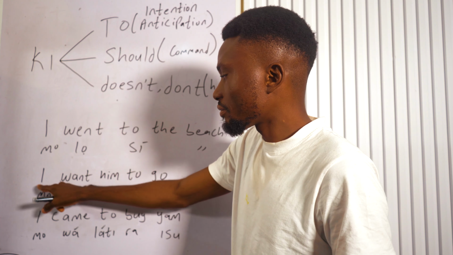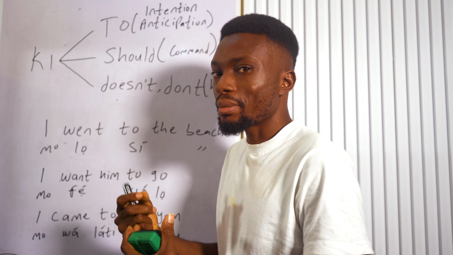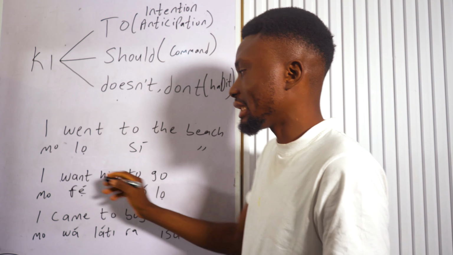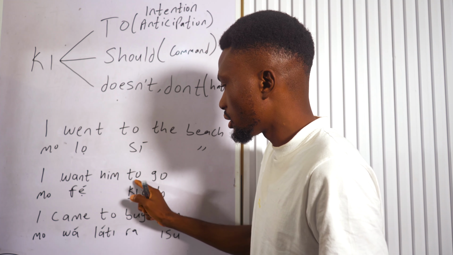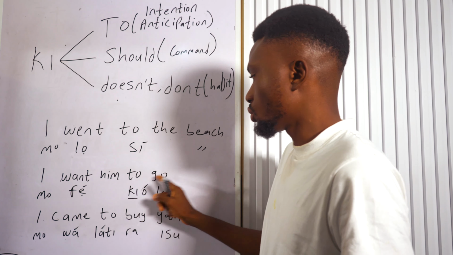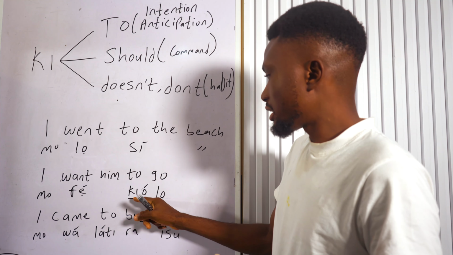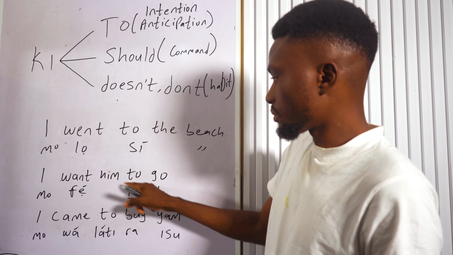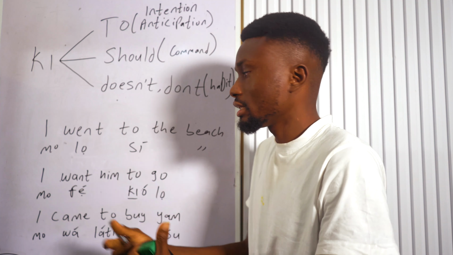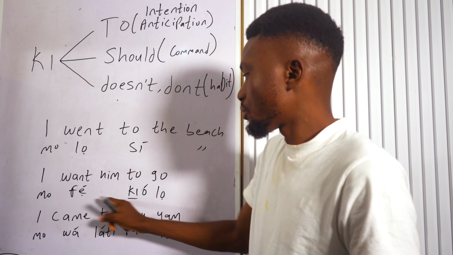This is a pronoun, I, this is another pronoun, him. So when you are talking on behalf of someone, on behalf of something, where we have two pronouns, that is when this "to" will be "kí". Like I want him to go. Mo fẹ́: mo is I, fẹ́ is want. Mo fẹ́ kí. This "him" is "ó". It comes after "kí". That's the structure: the pronoun will come after "kí". So mo fẹ́ kí ó lọ. Go is lọ. So mo fẹ́ kí ó lọ.